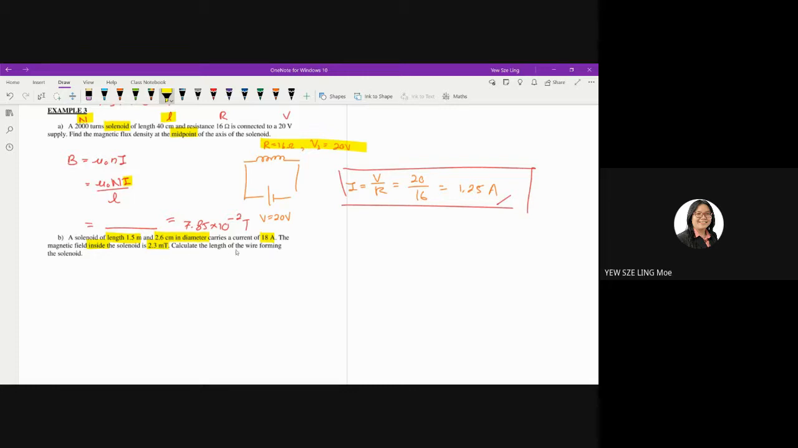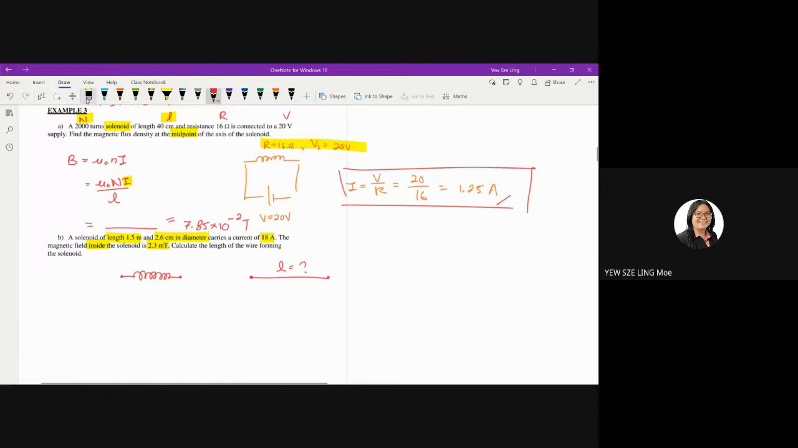Calculate the length of the wire forming the solenoid. So now you want to calculate the length of the wire. Remember, this is the shape of the solenoid. It's a spring-looking thing, a helix, a spiral shape. The question asks you to calculate the length, so it means it wants the length in a straight line. This is a solenoid shape. This is the length. So what is the length?